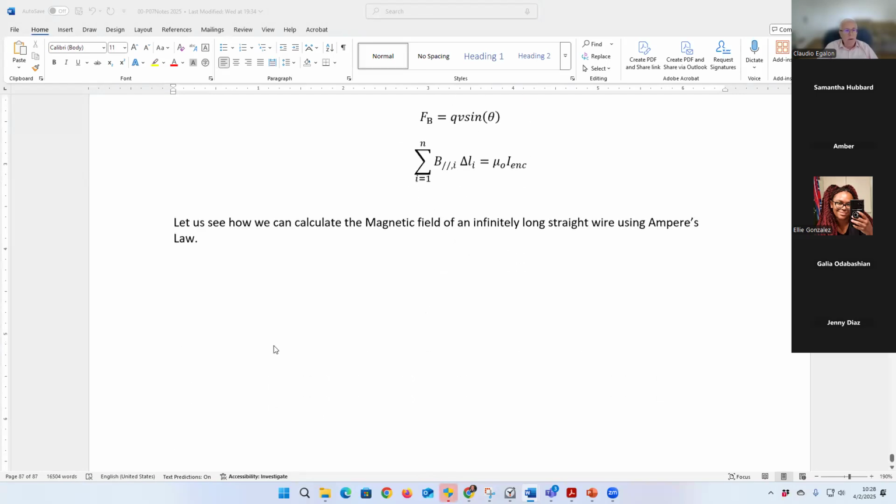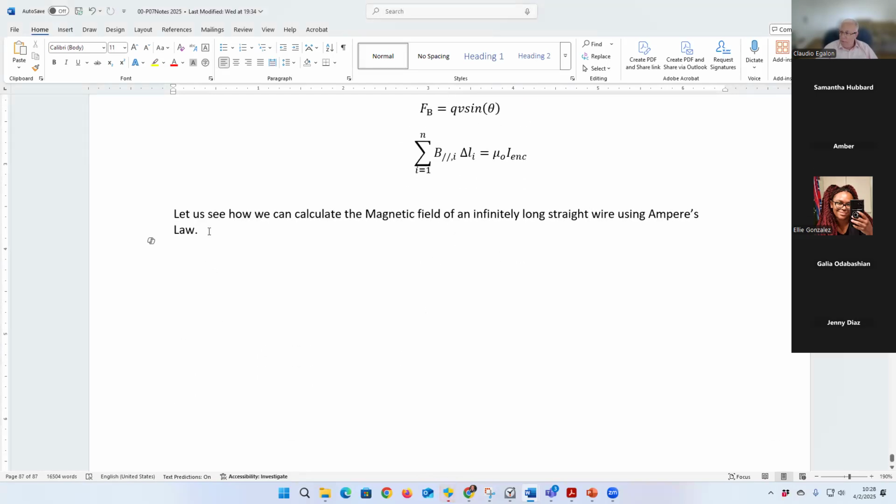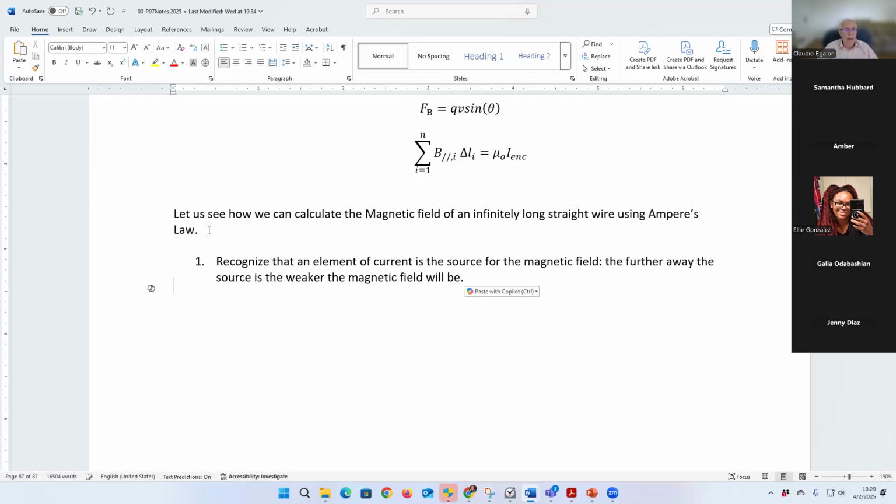Okay, so we are going to look at the qualitative steps that we take before we solve for the magnetic field. Recognize that an element of current is the source of the magnetic field. The further away we are from the source, the weaker the magnetic field will be. So we're building just a qualitative solution of what we want to calculate. And I'm going to call that an example.